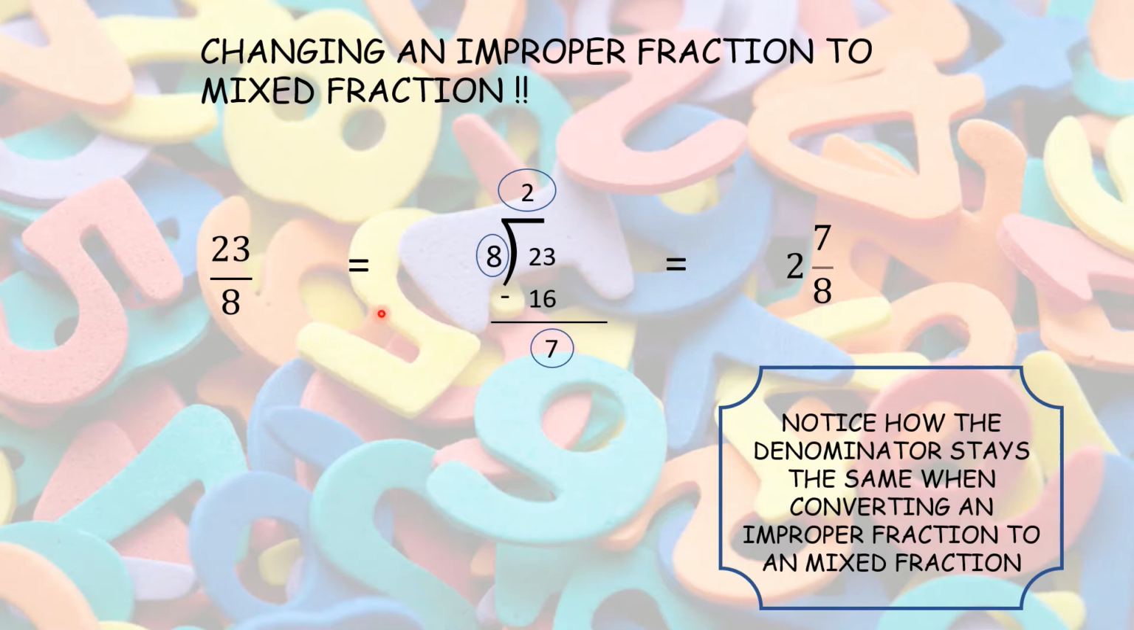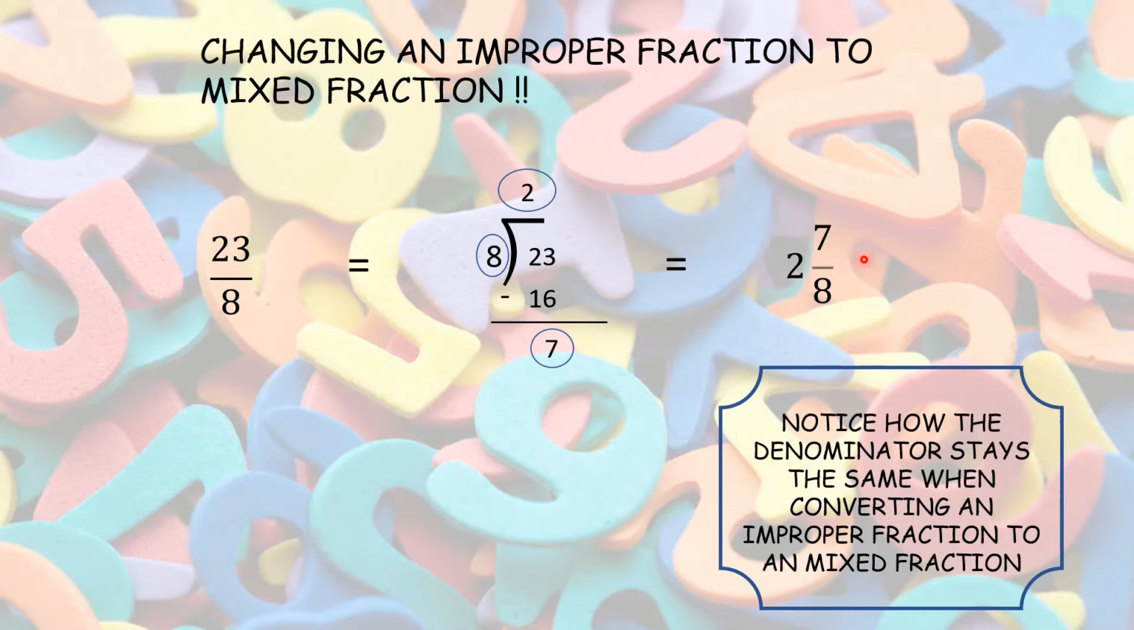You simply need to divide 23 by 8 and you will get a 2 with a remainder of 7. So we need to write down the 2 and then write down the denominator 8. Then we write down our remainder 7. We have written 2 with a remainder 7, and we have got our mixed fraction.